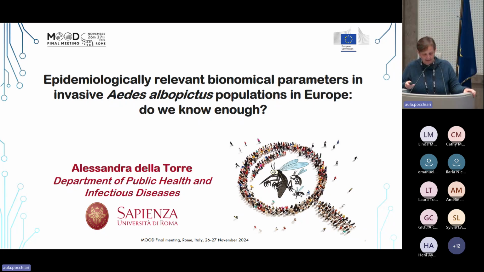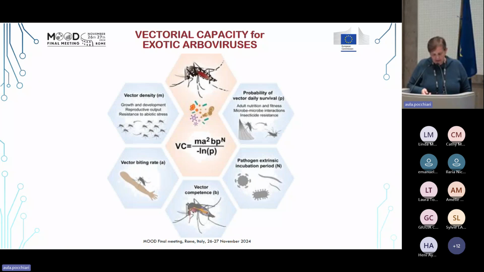As a medical entomologist, I try to give a different perspective on the topics that we are all interested in. So this is the basic vectorial capacity Macdonald formula, which summarizes the most important parameters that are affecting the vectorial capacity of a species or a vectorial system. And here we are focusing on exotic arboviruses like dengue, chikungunya, Zika, etc.